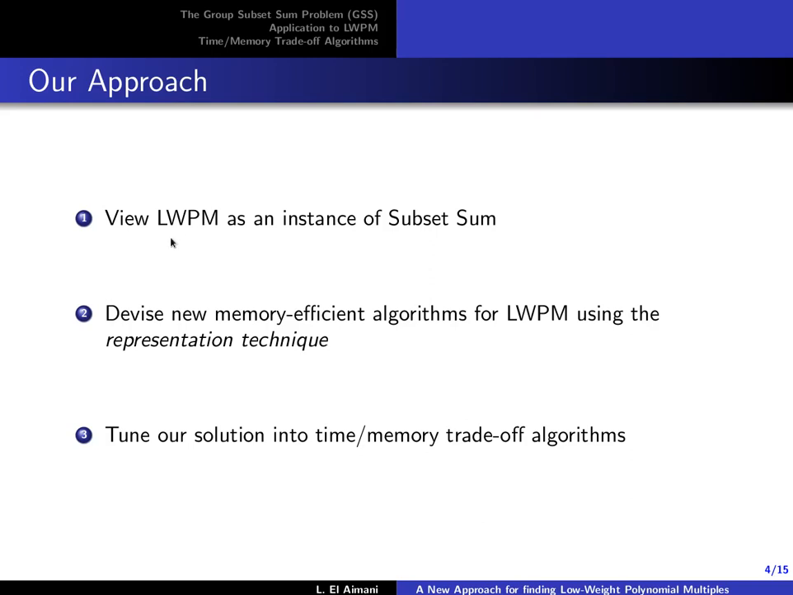We view the low-weight polynomial multiple problem as an instance of the celebrated subset sum problem. This allows us to use the recent advances in the subset sum problem to devise new memory-efficient algorithms for the low-weight polynomial multiple problem, using more precisely the representation technique. Then we tune our solution into time-memory trade-off algorithms.